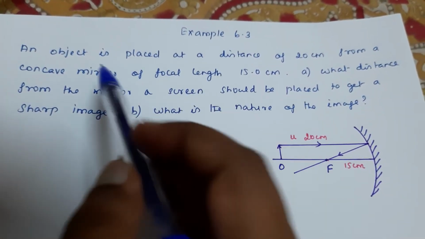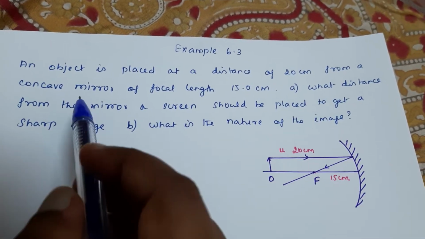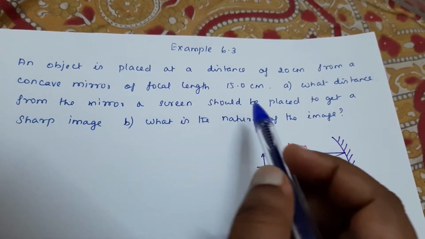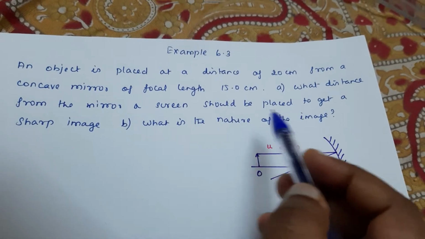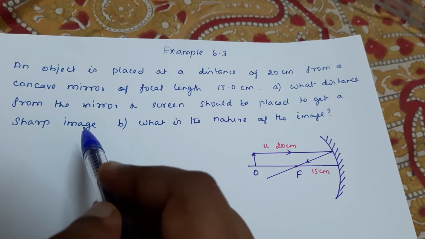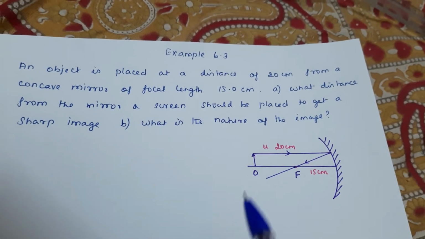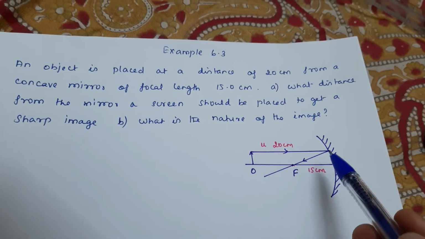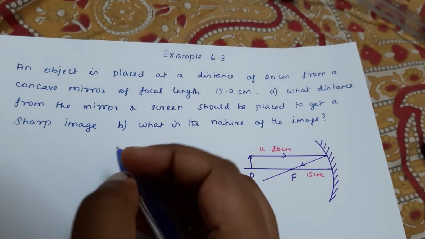Example 6.3. An object is placed at a distance of 20 cm from a concave mirror of focal length 15 cm. At what distance from the mirror should a screen be placed to get a sharp image? What is the nature of the image? Now, what is given is an object placed at a distance of 20 cm from a concave mirror.